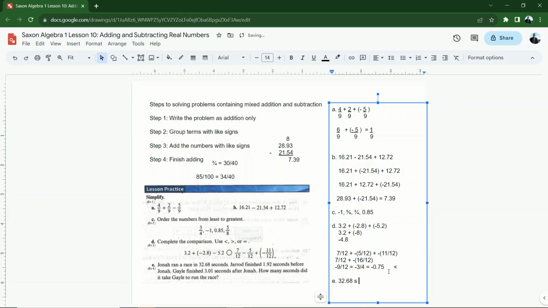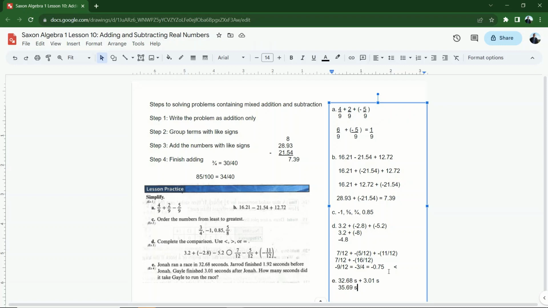So all I do is I take 32.68 plus 3.01 seconds because it took her 3.01 more seconds than Jonah. How many seconds is that? Well, if I add those two numbers together, that's 35.69 seconds.